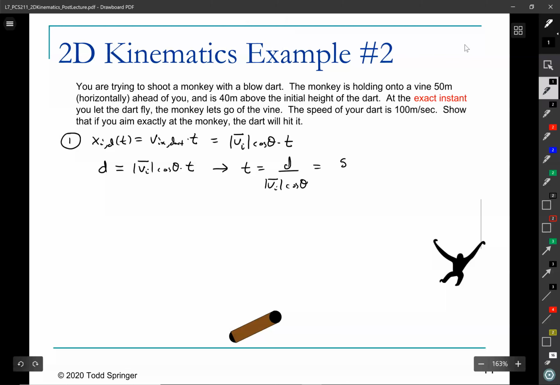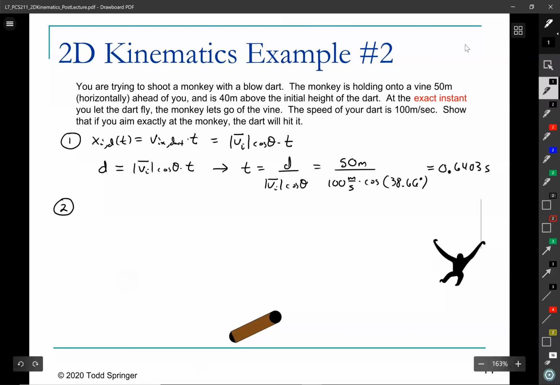Plug in the numbers here. D is 50 meters, 100 meters per second, cosine of 38.66 degrees. And I got 0.6403 seconds. So a little bit more than half a second for the dart to travel in the x direction 50 meters.